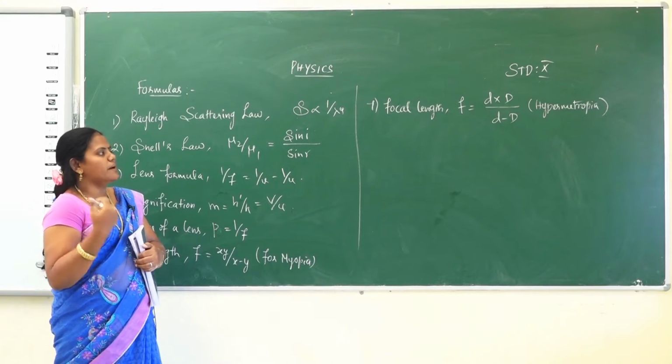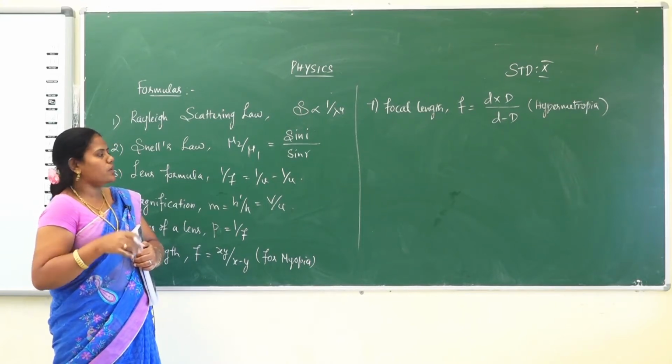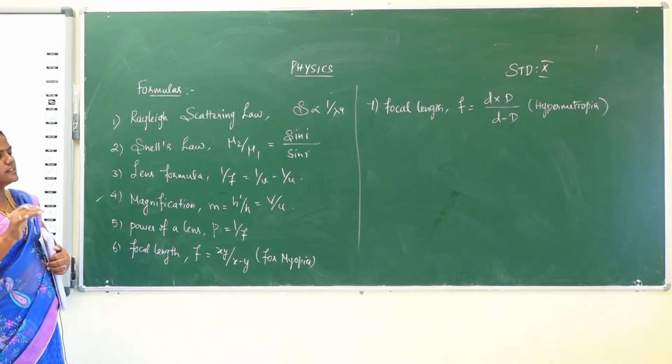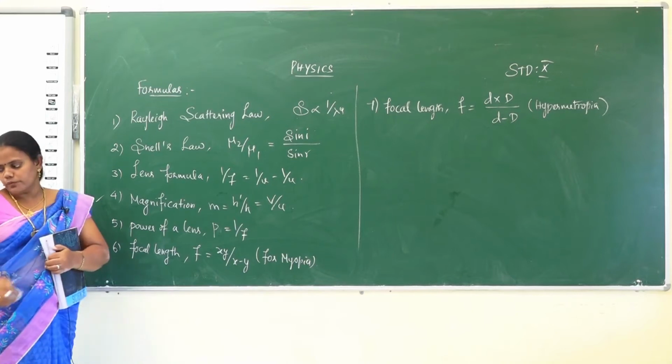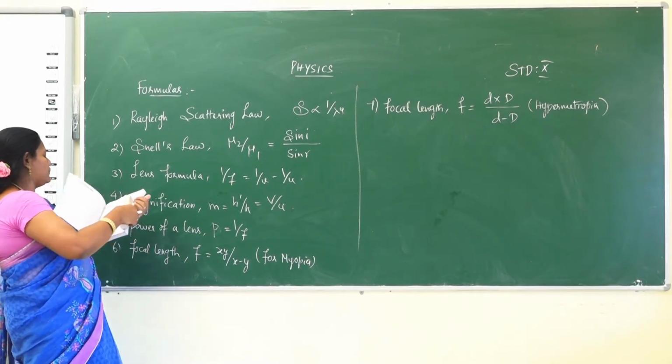That's why a person can easily check for eye problems. Okay, so those are all the formulas in this lesson. You have to learn them thoroughly. After that, you have to work out some problems in this lesson. Okay, then I will go for the problems.